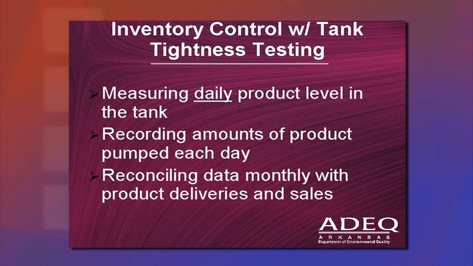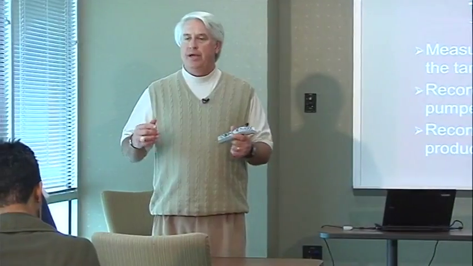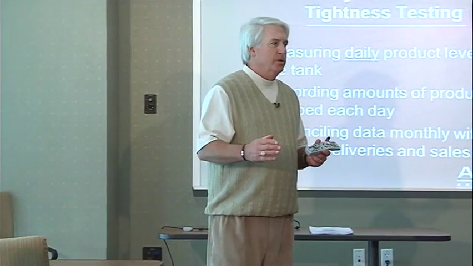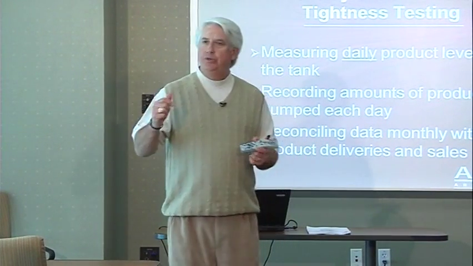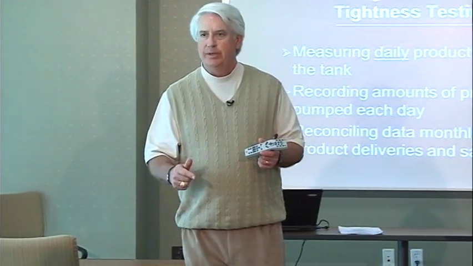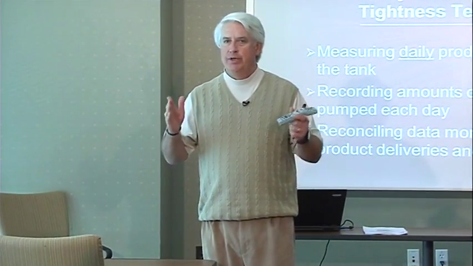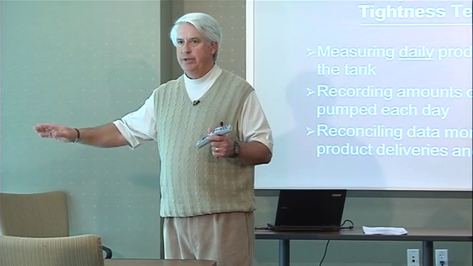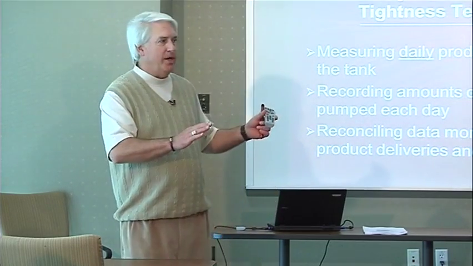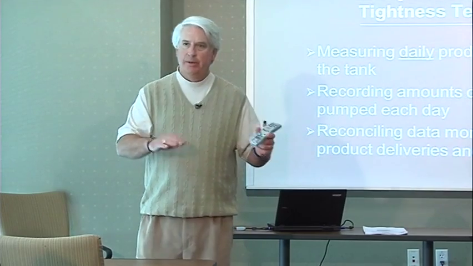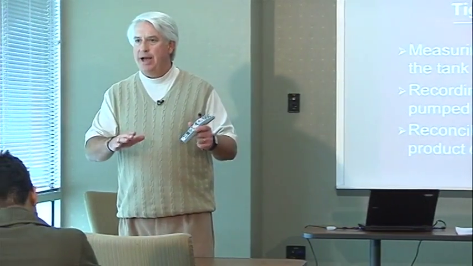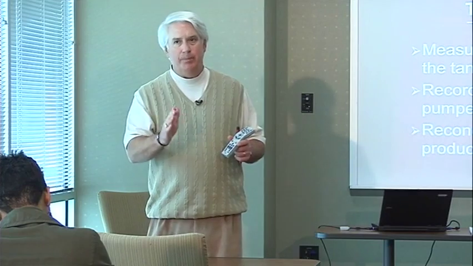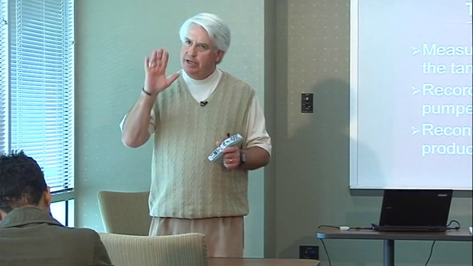So inventory control with tank tightness testing. If you've got a tank that goes into the ground in 2002, how long can you do inventory control with tank tightness testing? Until the year 2012. 10 years, that's it. Then you have to go to another form of release detection. And it works out the same way if they ask you about manual tank gauging with tank tightness testing. It's the same thing. You can only do it for 10 years. And in the middle of that 10-year period, you have to do a tank tightness test in year 5.